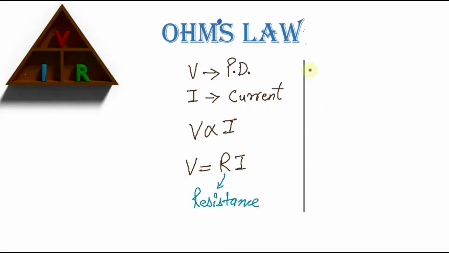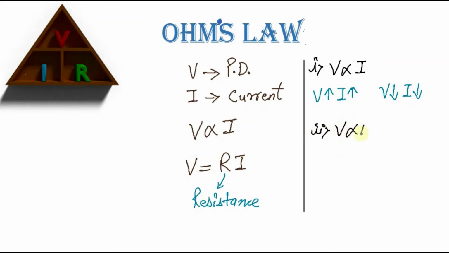Here we will draw some conclusions. First one is potential difference is directly proportional to current. When potential difference increases, current increases. When potential difference decreases, current also decreases. In the second conclusion, potential difference is directly proportional to resistance. If potential difference increases, resistance also increases, and if potential difference decreases, resistance also decreases.